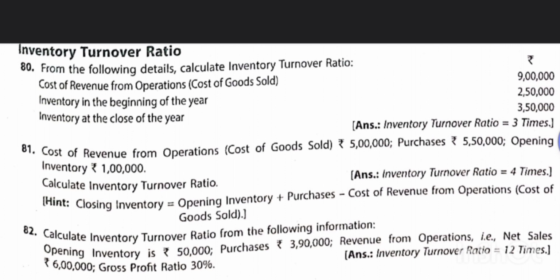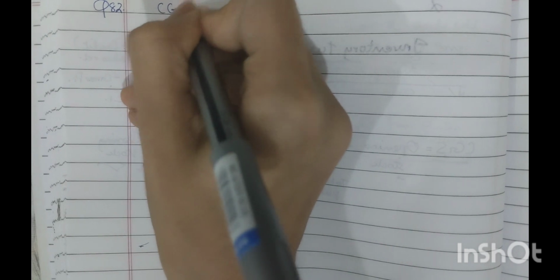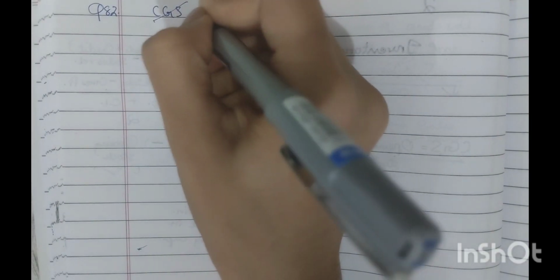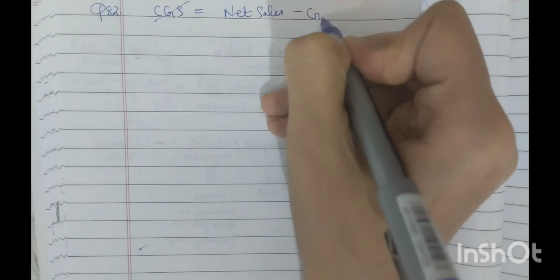Now we'll pick out the ones that are directly used in the ratio. Opening inventory, that's part of average inventory. Then we need closing inventory and CGS, both of which have not been given to us directly. Now, here though, instead of giving us CGS, our cost of goods sold, they've given us our net sales. Okay, remember how I told you that CGS is equal to net sales minus gross profit?